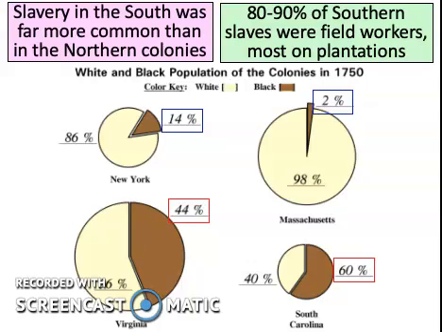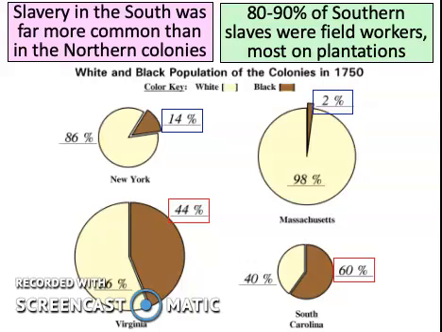We do see that slavery was much more common in the South than it was in northern colonies. Of those southern slaves, most of them were field workers, mostly on plantations. Somewhere between 10 to 20% were working in other fields, either in dockyards, working on ships, repairing ships, or working in slave masters' houses.